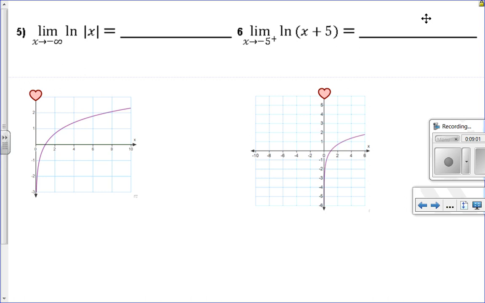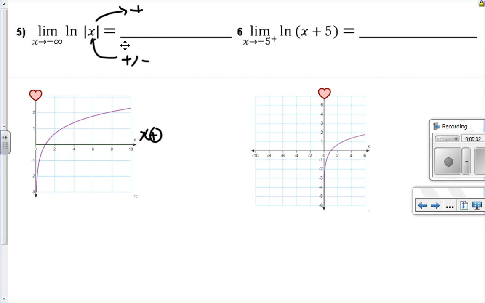Okay, in this one here, the limit as x approaches negative infinity of the natural log of absolute value x. So absolute value of x means whatever is inputted, positive or negative, the output will be positive. But if you look at ln x, all of the x's already are positive. So the graph won't look any different than that, because the limit as x approaches negative infinity of natural log of x is just going to still be the same thing.